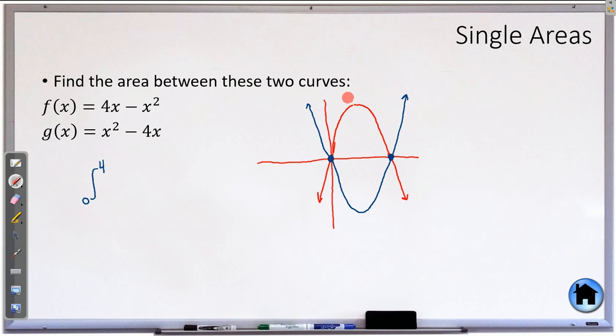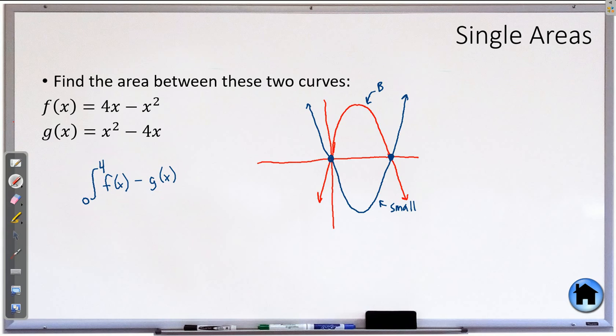So now I need to do big minus small. So this one is my big, and this one is the small, because the big one is on top and the small one's on bottom. So the big one was the red, which was F, minus G.